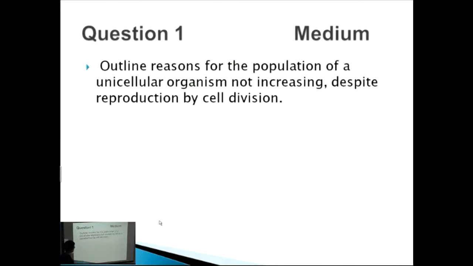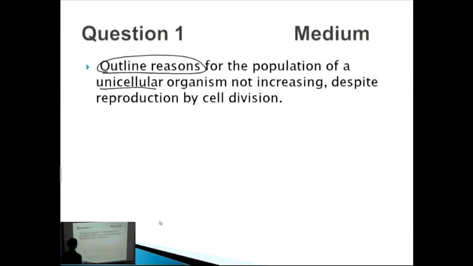So for this question, which is part of 5.3, we have to outline the reasons for the population of a unicellular organism, so bacteria, not increasing despite reproduction by cell division. It's a relatively straightforward question because all you need to do is outline reasons. You don't even need to write a long sentence. It's just write dot points.